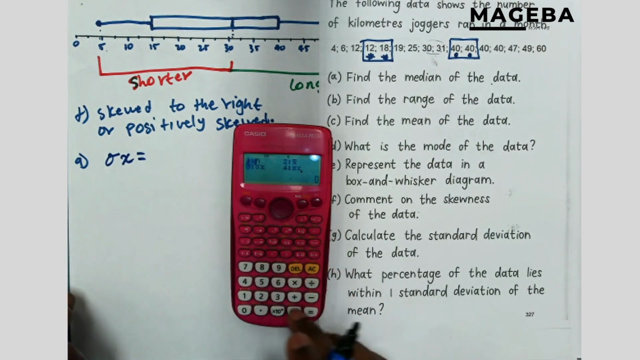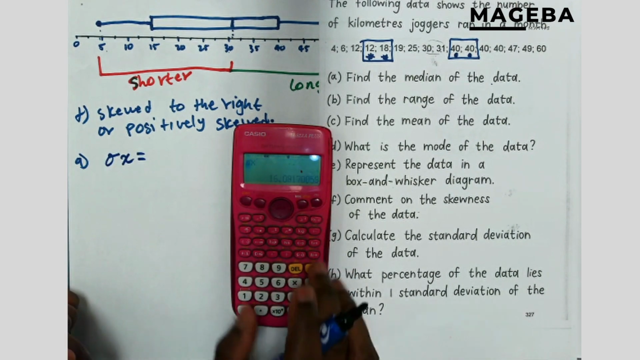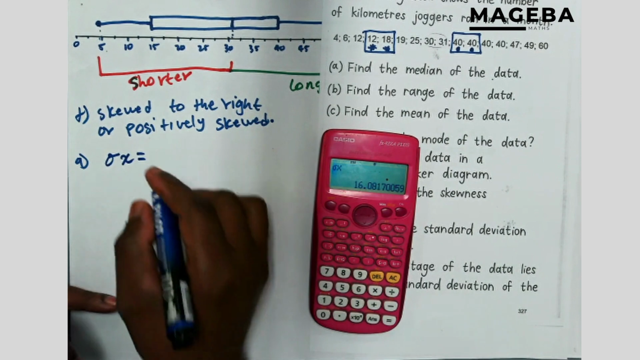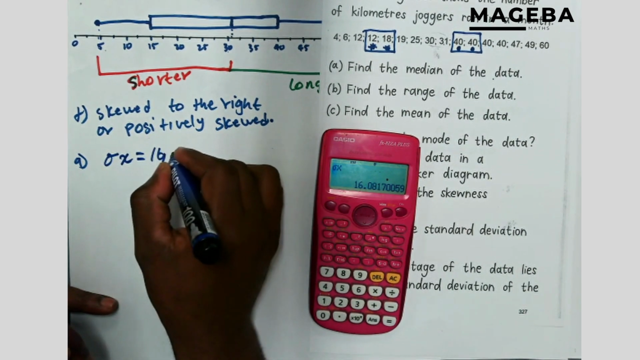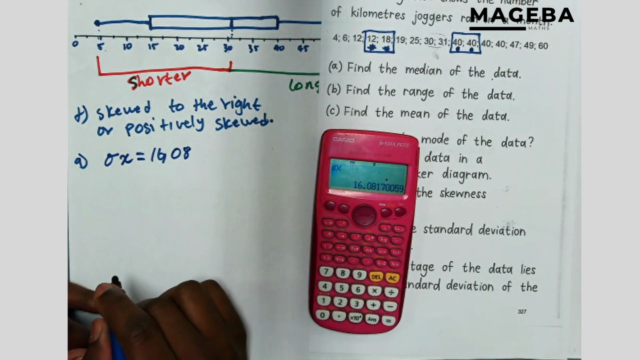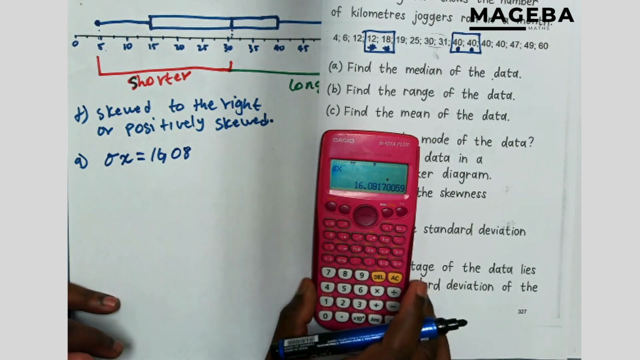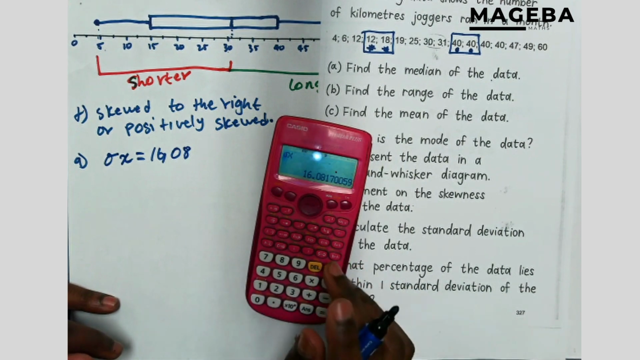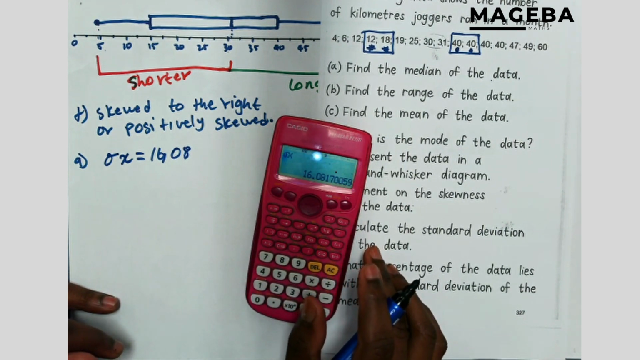So what is my standard deviation? I press 3, press equals, and my standard deviation is 16.08. That is my standard deviation. I hope you still remember how to find the standard deviation.